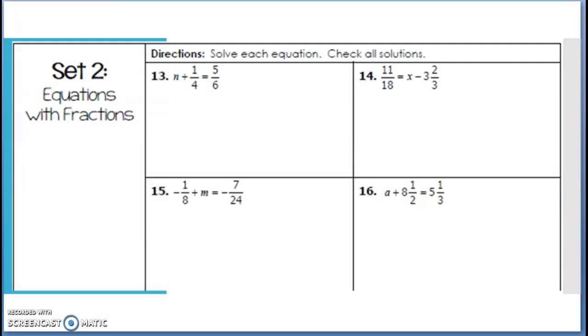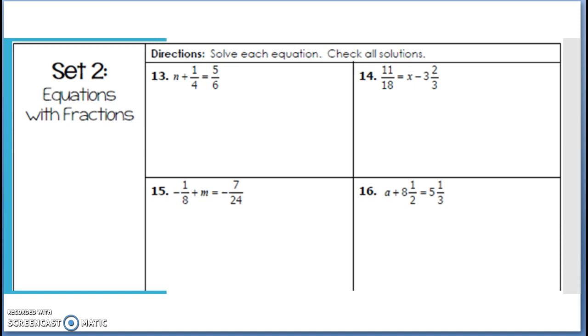Welcome back to Pre-Algebra. This is Set 2, Equations with Fractions. So we're going to be finishing that up. I am going to do a couple of flip screens to make it easier, but we are just learning the same process, solving equations with fractions.